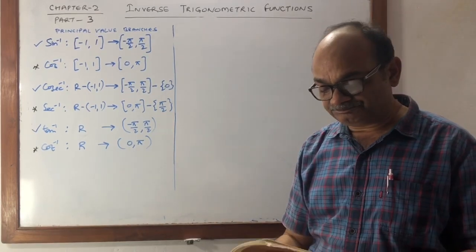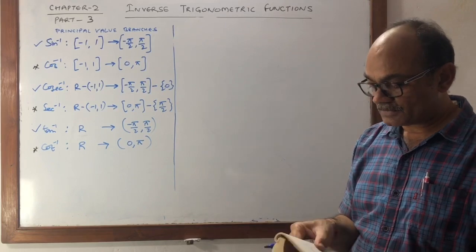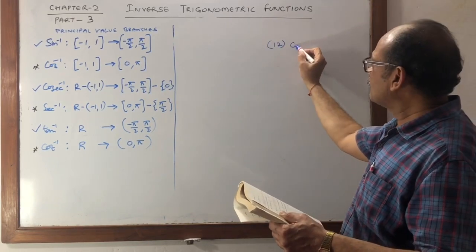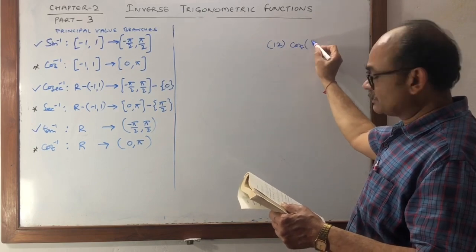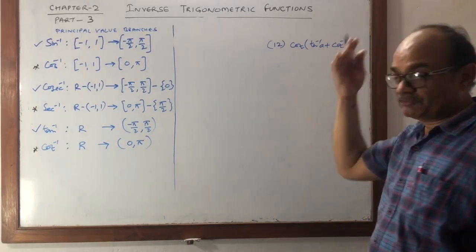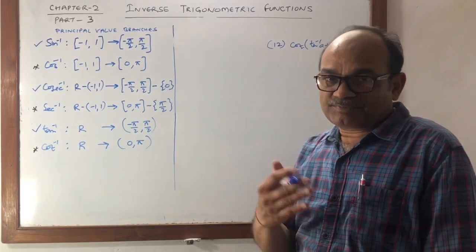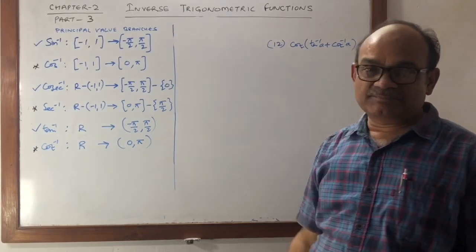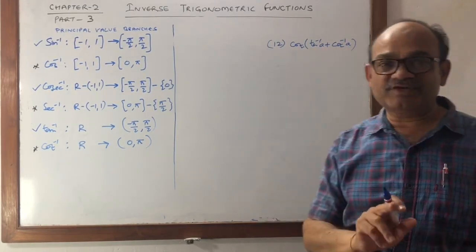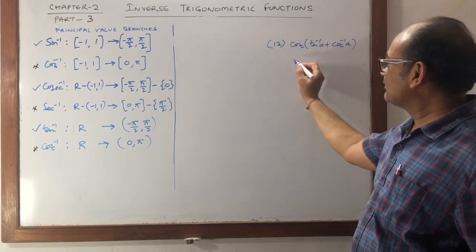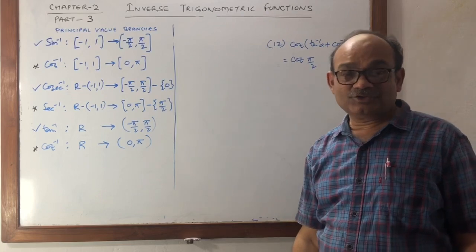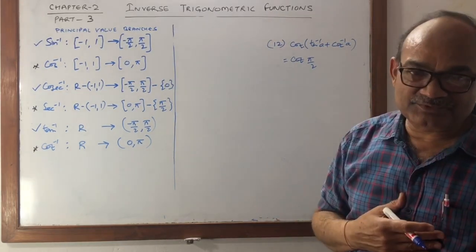Next is question number 12. These are just like objective questions. Cot of tan inverse A plus cot inverse A. Now tell me, one property we completed in the last part number 2, that tan inverse x plus cot inverse x is always pi by 2. So it's an objective question, cot pi by 2. You know, the answer of cot pi by 2 is 0.